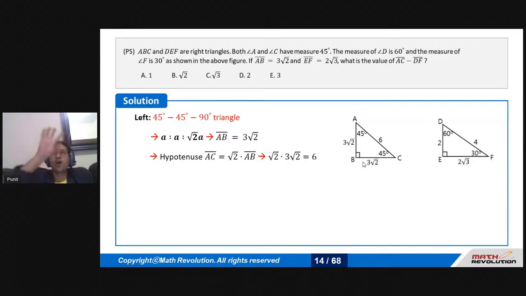Over here, 1 is altogether 3 root 2. So the root 2 becomes 3 root 2 times root 2. Root 2 times root 2 is 2. 3 times 2 is 6. So I'm ready with AC.